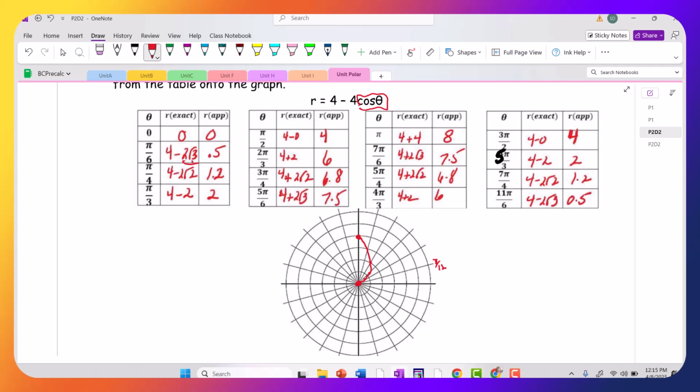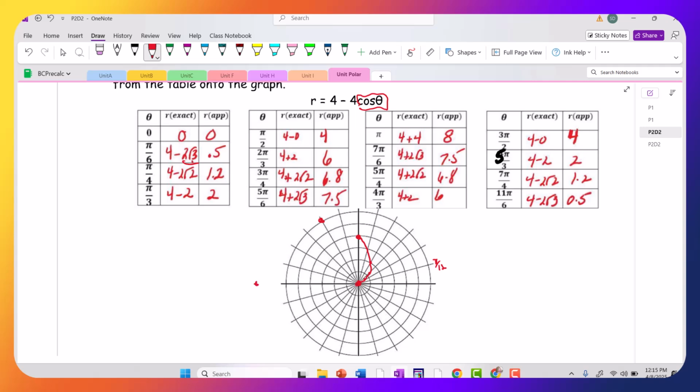I may do one more. 2 pi over 3, comma 6. Here's the over 12. Is that 6? 1, 2, 3, 4, 5, 6. And then I'm skipping right to pi. Cosine of pi is -1, but that's times 4. That's how I get 8. This is 6, 7, 8.